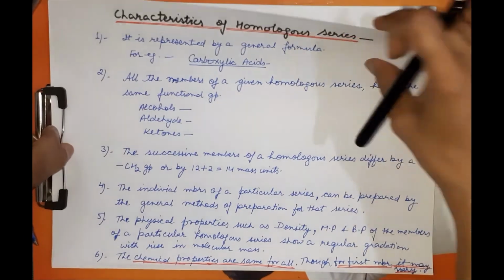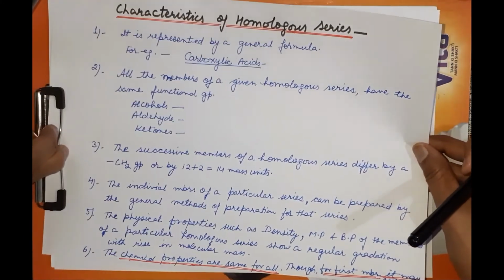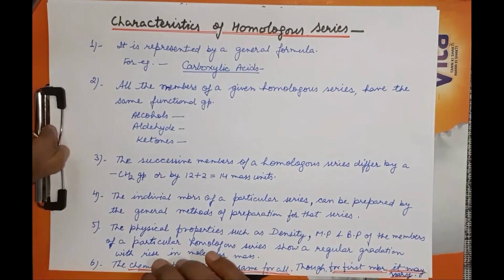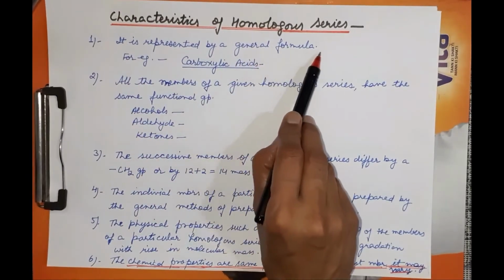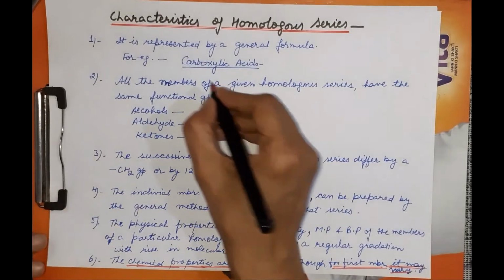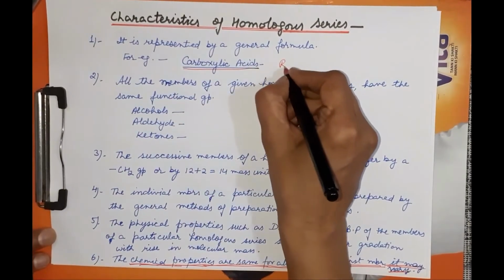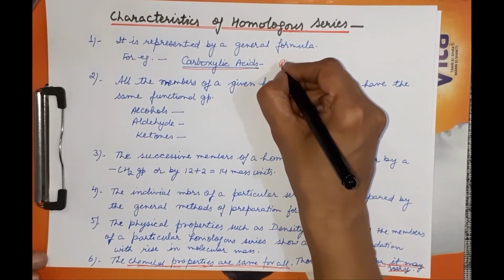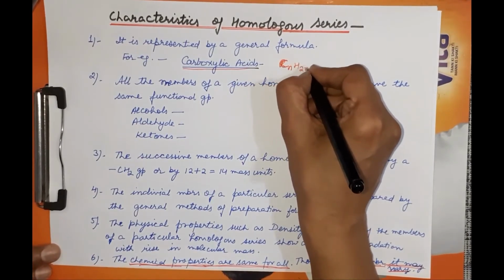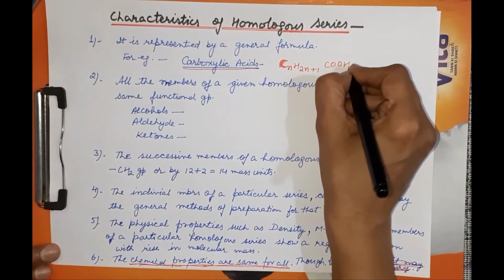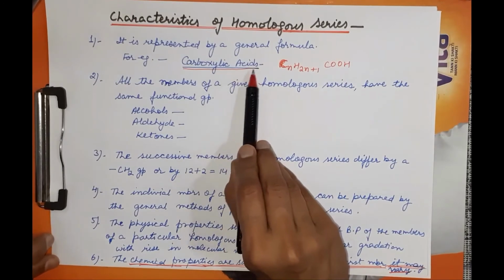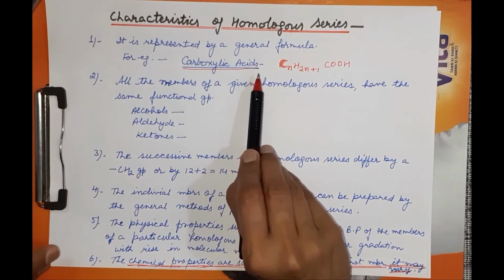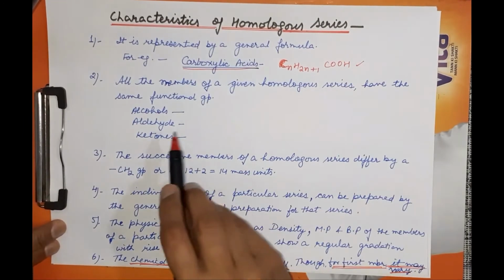Moving further, what are the characteristics of the homologous series? First, it is represented by a general formula. For example, for carboxylic acid, the general formula will be CnH2n+1COOH. And all the carboxylic acids in a homologous series will follow this general formula.